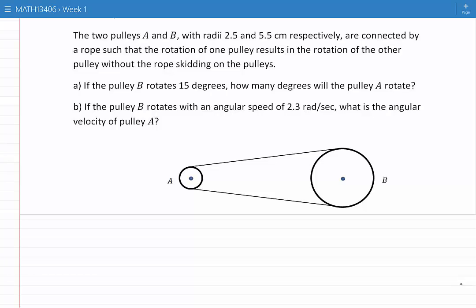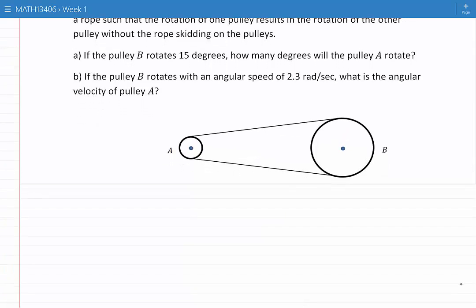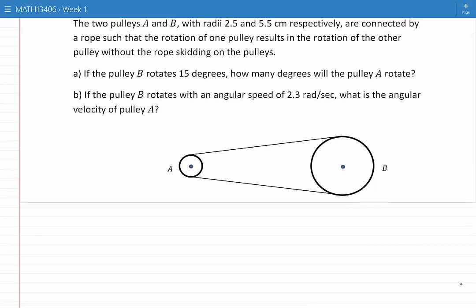Okay, let's consider part A for now, and then we will look at part B. Let's see whether we can establish a relation between the rotation of pulley A and the rotation of pulley B. Let's consider a point on the circumference of B. Let's call it M. This is actually a point on the rope, and its point of contact with the circumference of the pulley B.